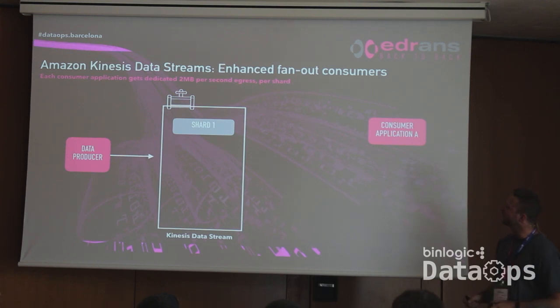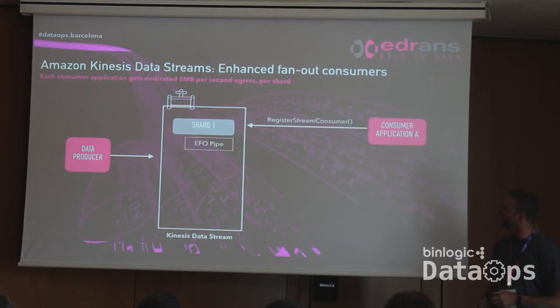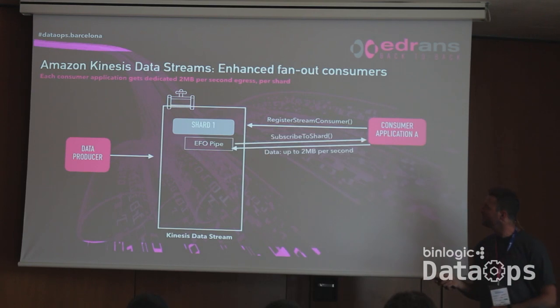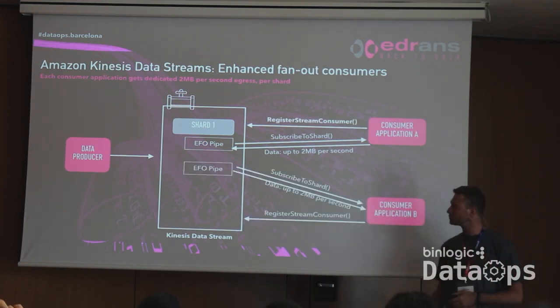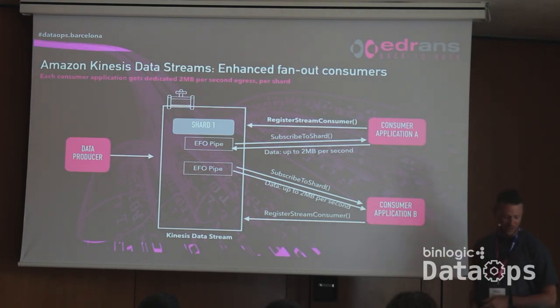The other big benefit is that each consumer application gets a dedicated 2 megabytes per second egress per shard. So it means that we don't have this 2 megabyte contention anymore. When the consumer application calls RegisterStreamConsumer, we create internally this pipe, this airflow pipe, that gives us that dedicated throughput. So the consumer application has a dedicated throughput of 2 megabytes per second per consumer. That means that we can put more and more consumers consuming data from that shard. The data will be pushed into the consumers and they can get the full throughput.